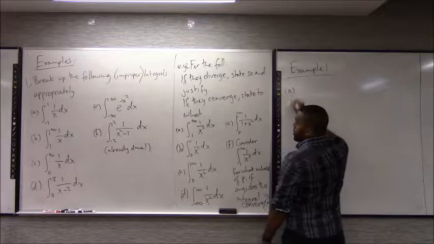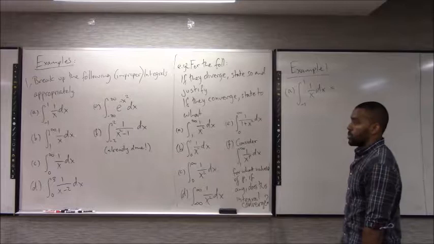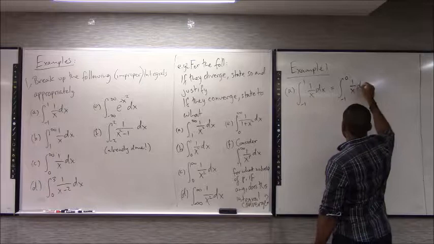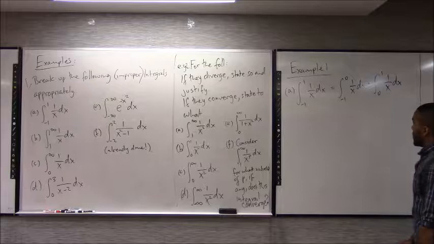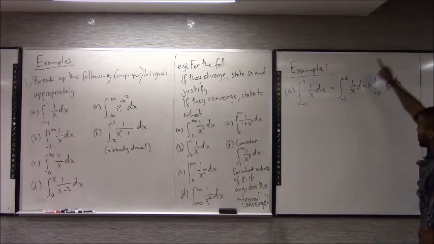How would you actually break this guy up? The integral from negative 1 to 0 of 1 over x dx plus the integral from 0 to 1 of 1 over x dx. Right, 0 is a bad point, that's where we're undefined, and we can split it up. That's the only bad point, and it's exposed, and it's only exposed once per integral. Otherwise on this interval, we're fine, so that would be that.